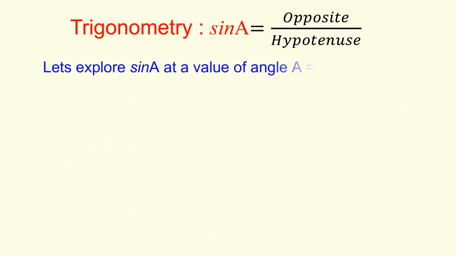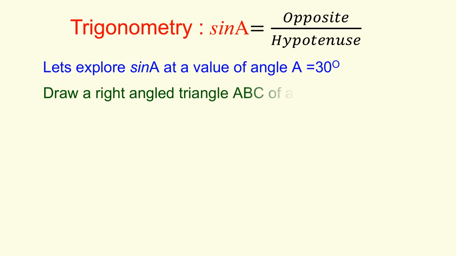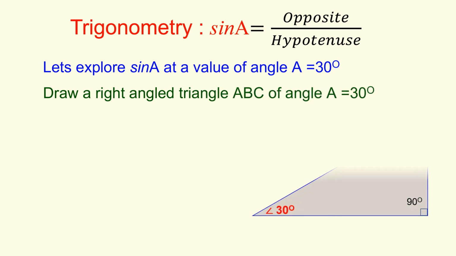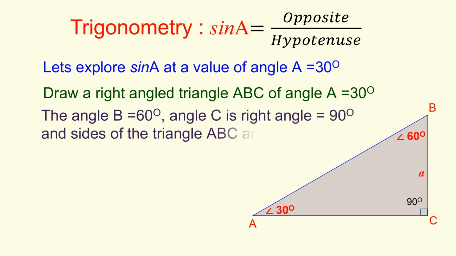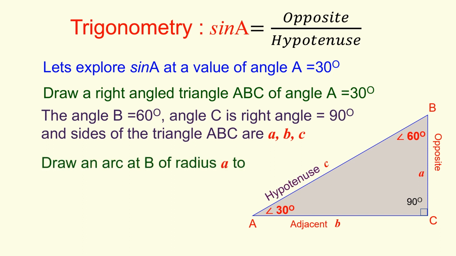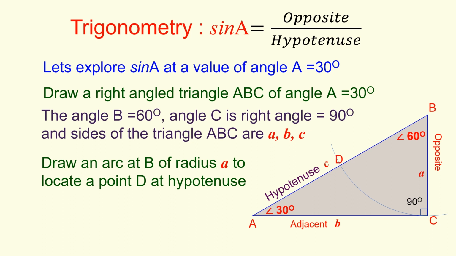Let's explore sine A at a value of angle A equals 30 degrees. Draw a right-angled triangle ABC of angle A equals 30 degrees. Draw an arc at the point B of radius equal to a to locate a point D at hypotenuse AB. So the line segment DB equals BC equals a.